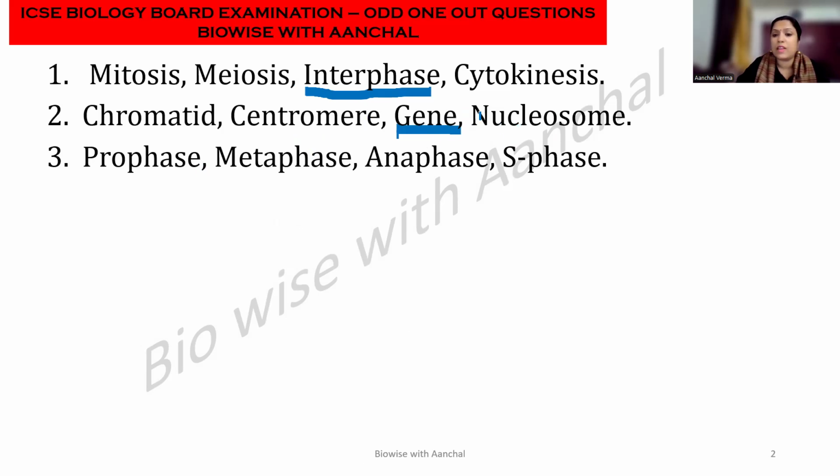Prophase, metaphase, anaphase, S phase. Now here PMAT, you remember M phase, mitotic phase, PMAT. Here S is not matching. S is the odd one because S is the synthesis phase where the DNA duplicates or doubles. It's a part of interphase. Prophase, metaphase, anaphase are the part of mitotic division.